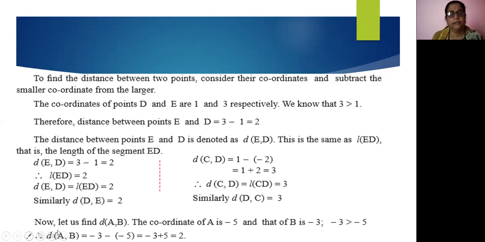Like that, for distance AB, the coordinate of A is -5 and B's coordinate is -3. So -3 is greater than -5. Therefore, distance AB is equal to -3 minus (-5); minus minus makes plus, so it is 2.